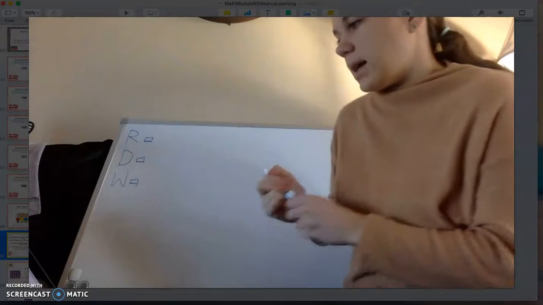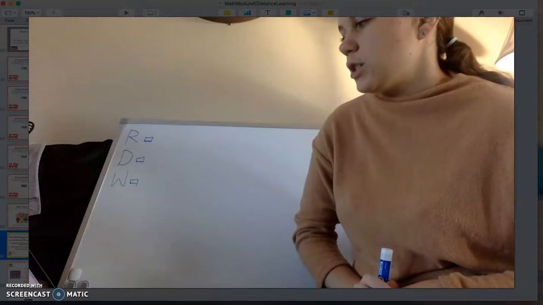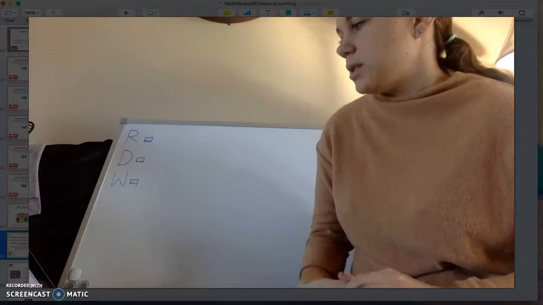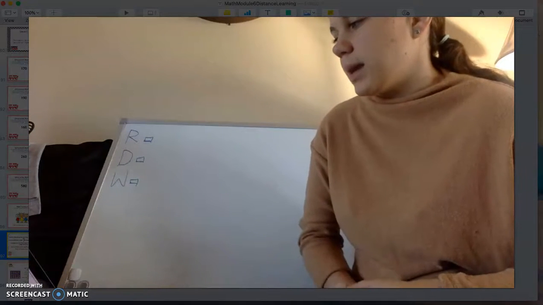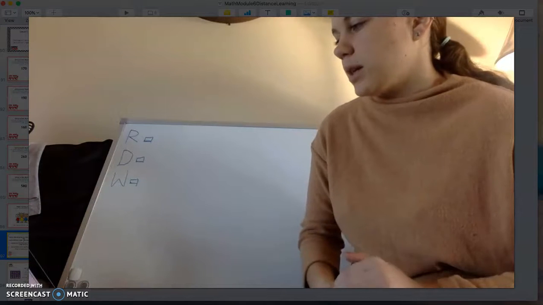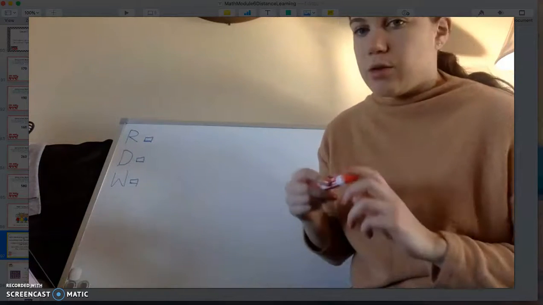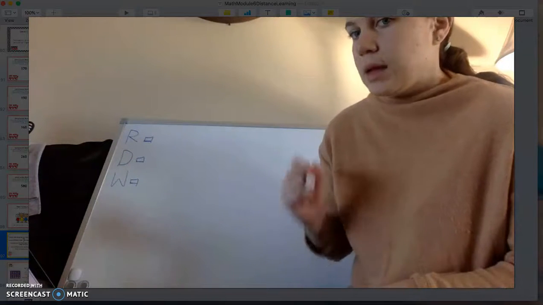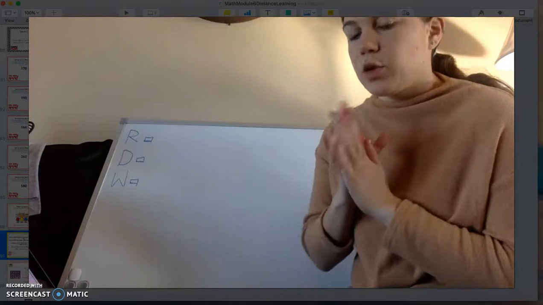So our problem says, Sam is organizing her greeting cards. She has 8 red cards and 8 blue cards. She puts the red cards into 2 columns and the blue cards into 2 columns to make an array. Draw a picture of Sam's greeting cards in the array. So let's start with her 8 red cards. So she says she put them into 2 columns. So I know that an array has to be equal. So our groups have to be equal.